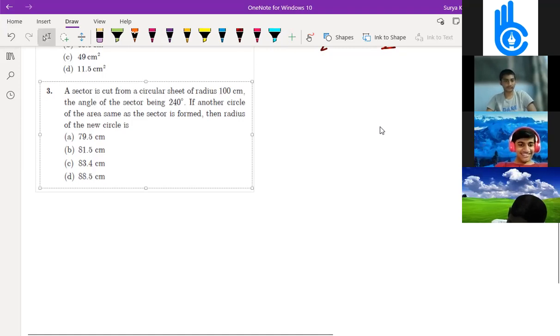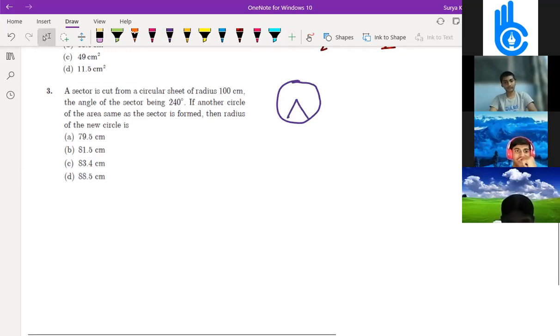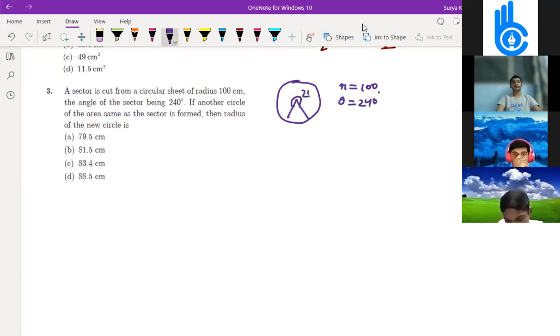Okay. Sector is cut from the circular sheet of radius 100 centimeter. So this is your circular sheet. So radius is 100, r is equal to 100 centimeter, and your angle of the sector is 240 degree. So theta is 240 degree. Okay. So this theta, you just think this is 240 degree.